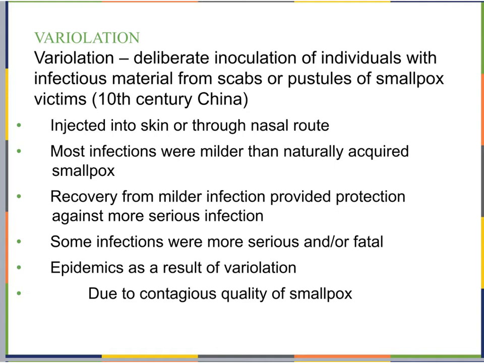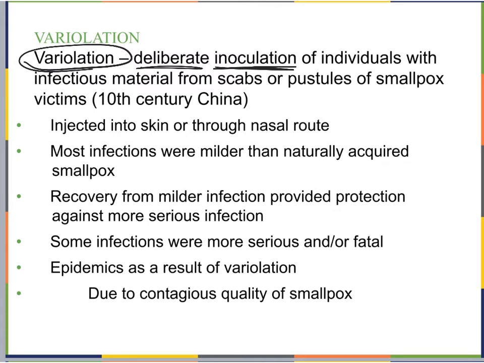So now that we're moving into talking about vaccines, we want to talk first about variolation. Variolation is kind of the start to vaccination. Variolation is the deliberate inoculation of individuals with infectious material from scabs or pustules of smallpox victims. So variolation in general is a deliberate inoculation of individuals with some sort of infectious material. It kind of sounds like vaccines, right? This is where those that develop vaccines got the idea from variolation.